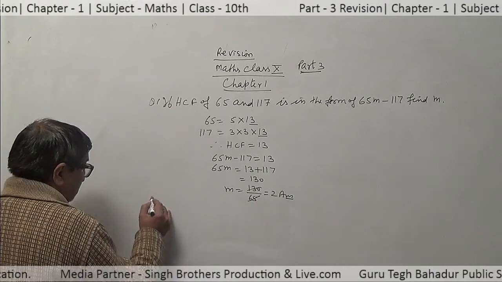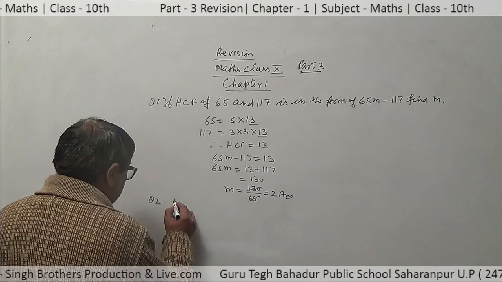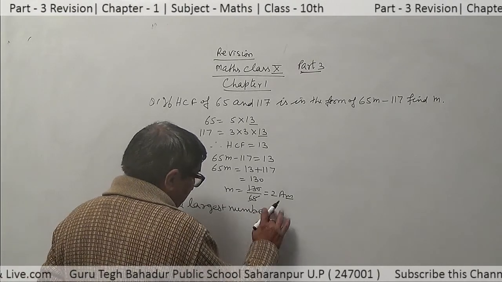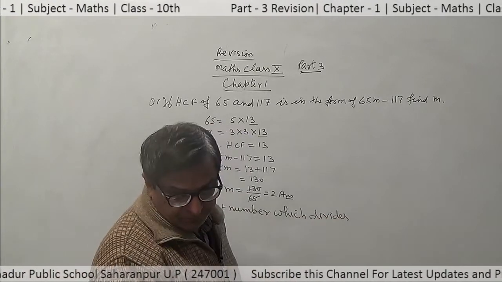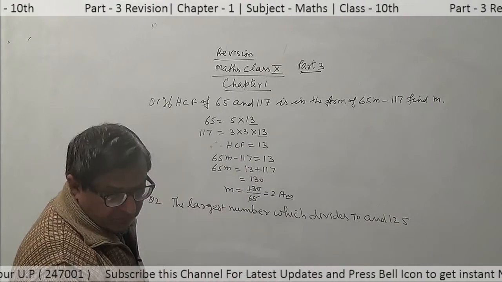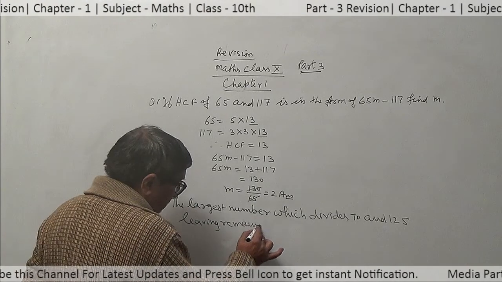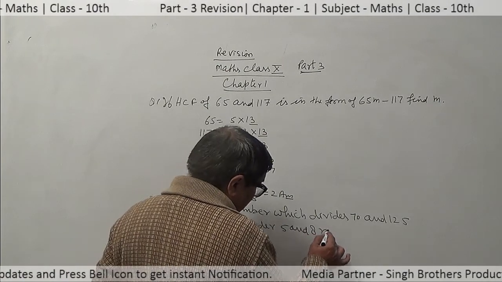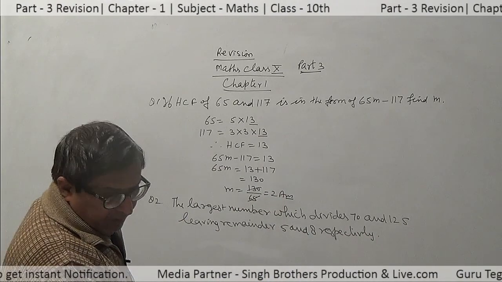Second question, you see, the largest number which divides 70 and 125, leaving remainder 5 and 8 respectively. Find the number.